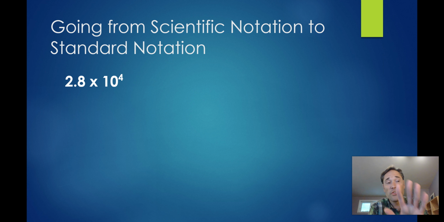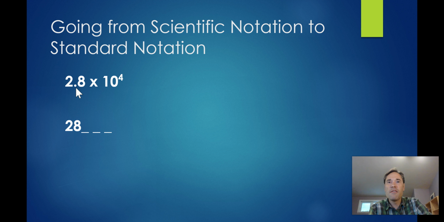Now this number is already in scientific notation, and I know that to be the case because this decimal point is just to the right of the first non-zero digit, as read from the left. And I've got a times 10 to an exponent. Now here's the thing. If I'm multiplying by 10 multiple times, the number has to become bigger. And to become bigger, I'm going to move this decimal point to the right. I'm going to do that 4 times.